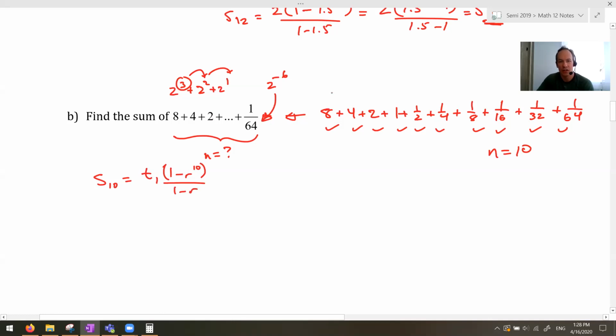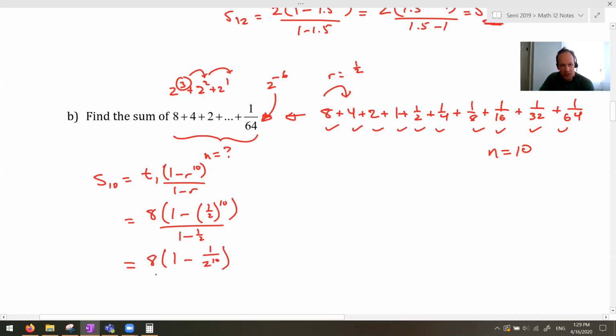We can see what r is as we're moving along. R is equal to 1 half, or 0.5. T1 is equal to 8, so I'm going to have to put 1 half to the power of 10, and then the bottom is 1 minus 1 half. So in this form, we have 8, and then 1 minus 1 over 2 to the power of 10. I'm just simplifying it a bit, and then the bottom is equal to a half, or 0.5.